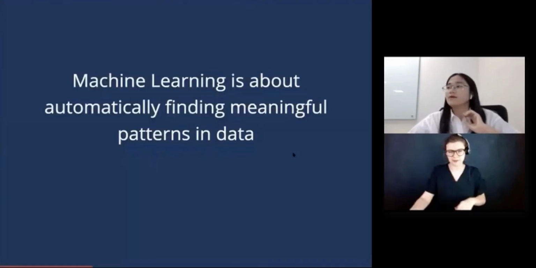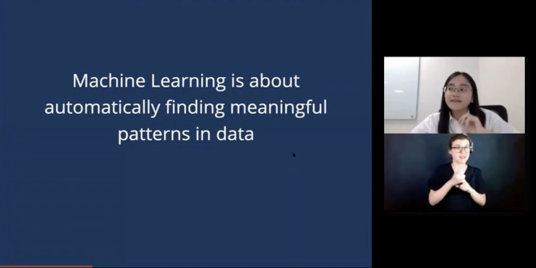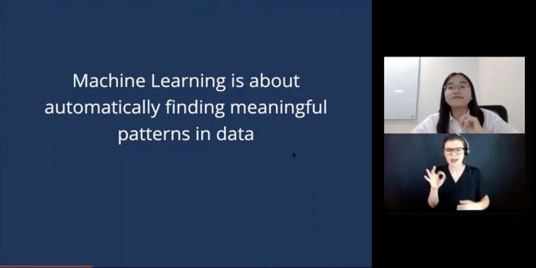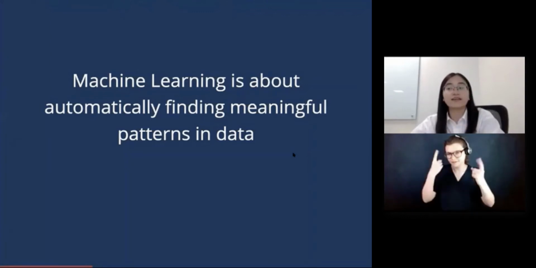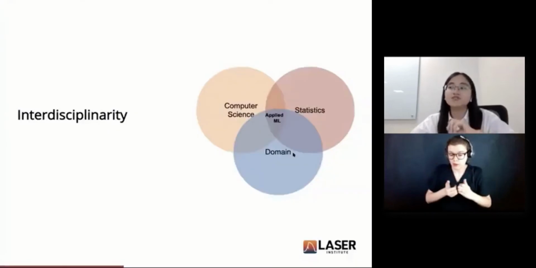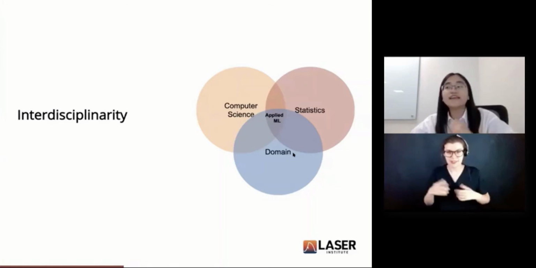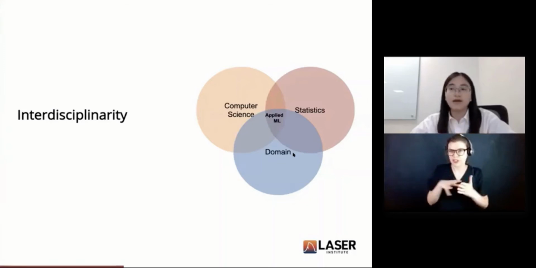So, to summarize and re-emphasize the point, machine learning is not magic at all. It's about automatically finding meaningful patterns in data. And the key to building machine learning models is finding informative features, and finding informative features relies on an in-depth understanding of the application area, like education. And this tells us that machine learning is an interdisciplinary area, and domain knowledge, or the understanding of the application area, plays a significant role in building any machine learning model. And it's you who bring domain expertise in this area.